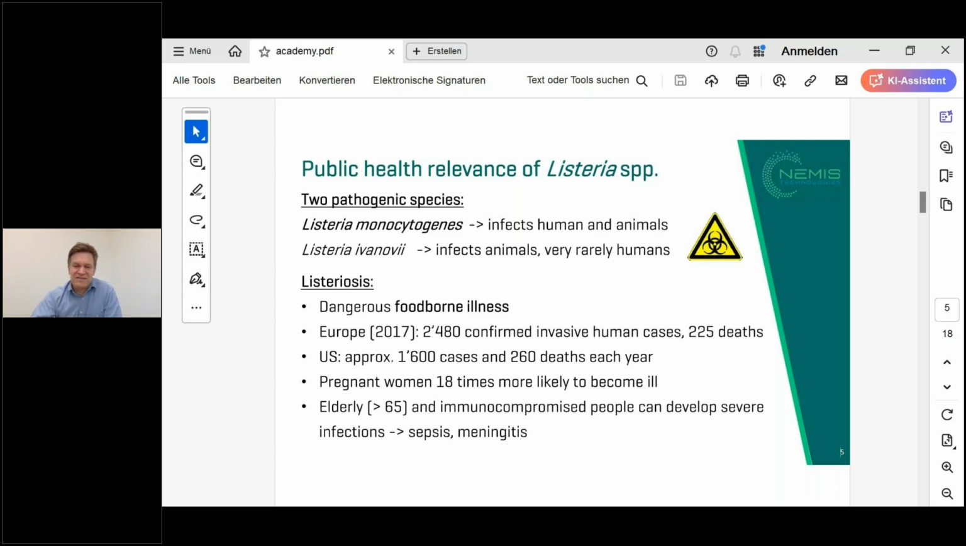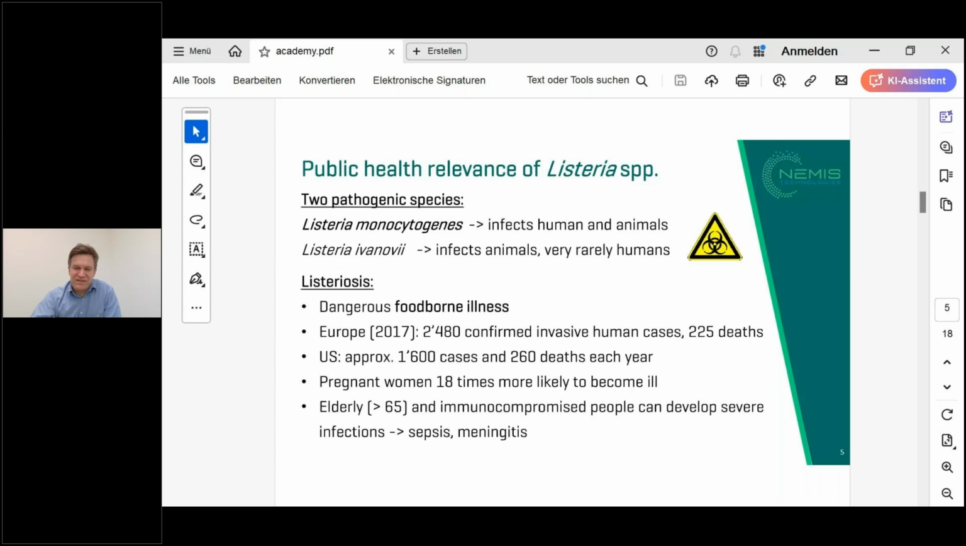Listeriosis, that's how the disease is called, which is caused by Listeria monocytogenes, is a very dangerous foodborne illness. In Europe, for example, there's data from 2017: 2,480 confirmed cases of invasive human disease and 225 deaths. So if the disease is really happening, it has quite a high fatality rate. For the US, it's estimated at approximately 1,600 cases and 260 deaths per year. This hasn't changed much in the last years. I think it has even gone up a bit.